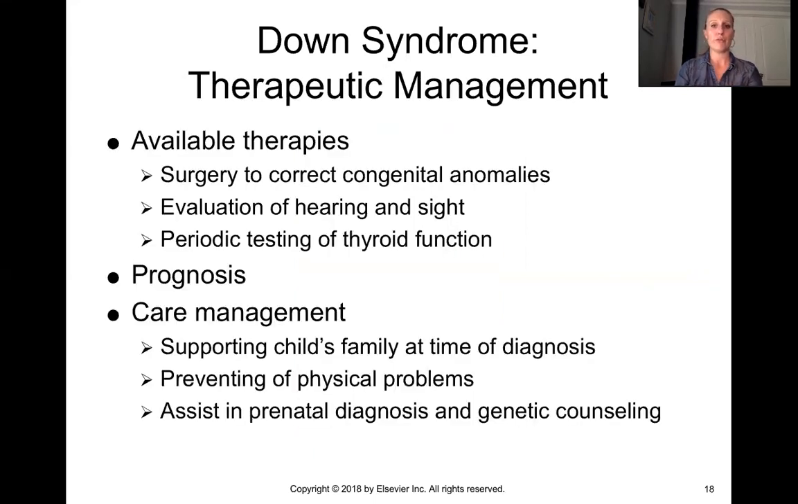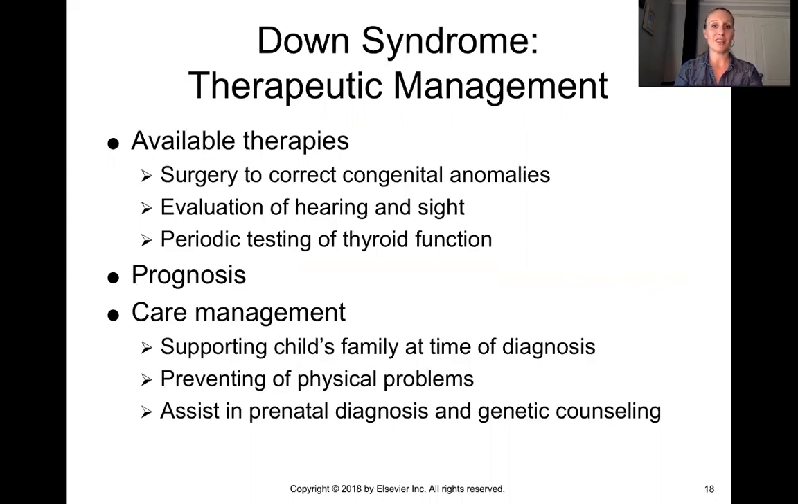So what can we do for therapeutic management? We're not going to cure the Down syndrome as it's a chromosomal abnormality. However, we can fix a lot of the congenital abnormalities. So the heart disease, if they have hearing issues or issues with vision, then there's some things that we can do about that. We're going to screen their thyroid and do more frequent blood tests to screen for leukemia as well.